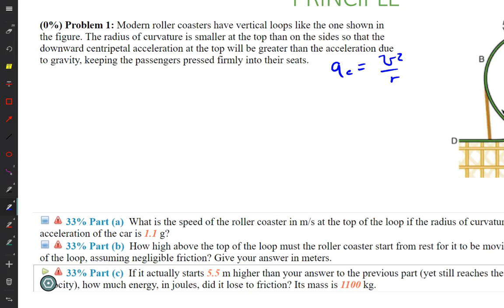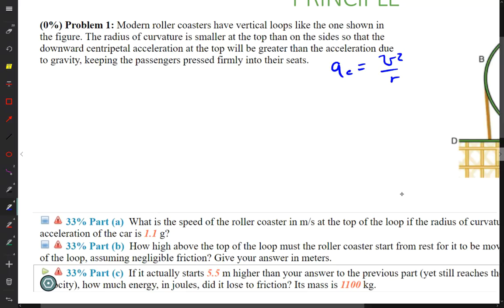If the centripetal acceleration, the acceleration you need toward the center, is bigger than 1g, then there has to be an additional force besides gravity pushing you down. That's going to be the normal force, so you're going to be pushed down by your seat if the acceleration is bigger than 1g. Did you have a question, Isaac? No. Okay.